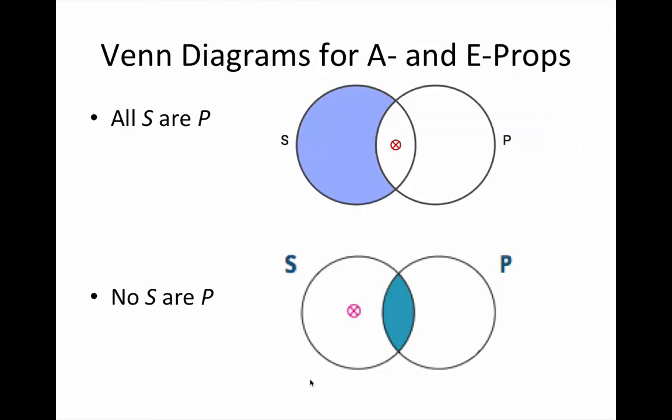Here are the Venn diagrams for the traditional or Aristotelian interpretation of the universal affirmative and universal negative, respectively. Now, I'm assuming that you are familiar with standard form categorical propositions. I'm also going to assume that you are familiar with the Venn diagram.